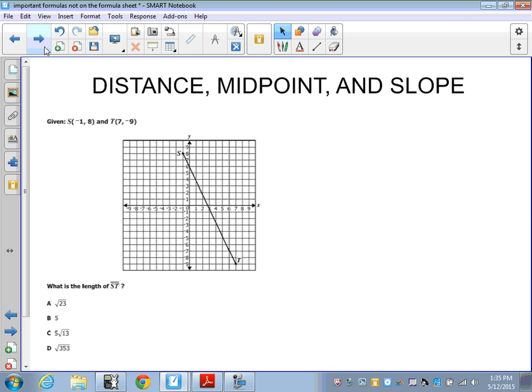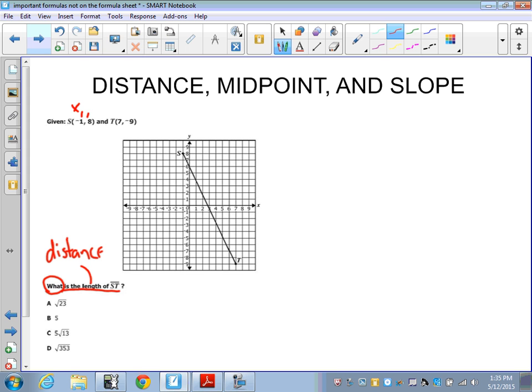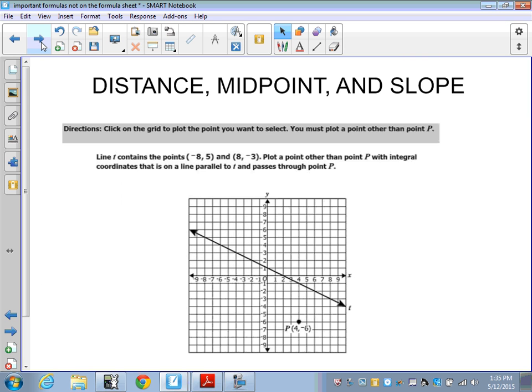So if we keep going here, again, the one strategy that we had in reading the questions: what is the length of segment ST? So length, you should be thinking distance. Those two things have the same meaning in this case. So we just have x1, y1, and x2, y2. We plug it into our formula and we solve it. So the distance formula can help you there.